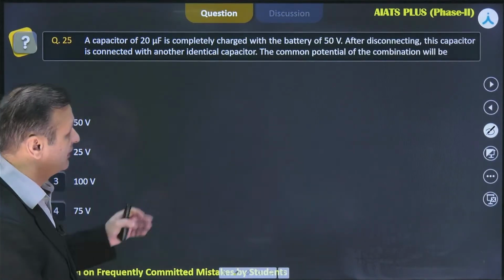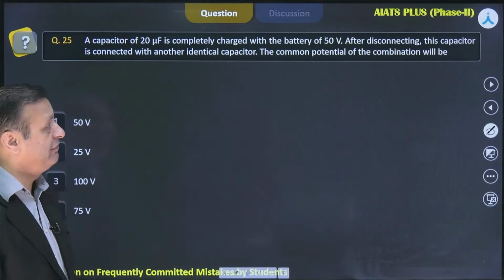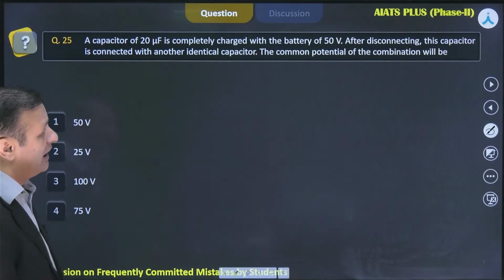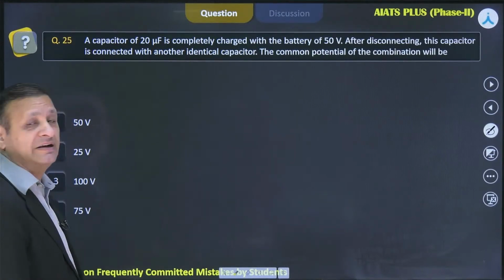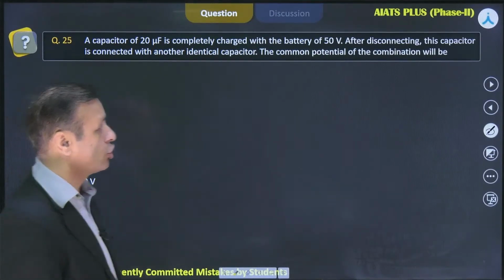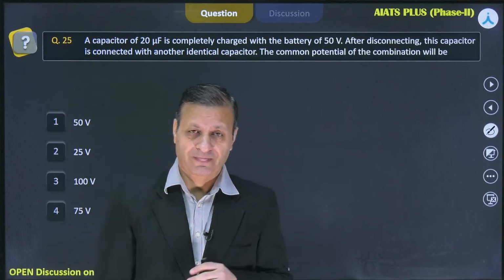Now, this is again an interesting area. This is from the capacitor part. A capacitor of 20 microfarad is completely charged with a battery of 50 volts. After disconnecting, this capacitor is connected with another identical capacitor. The common potential of the combination will be.